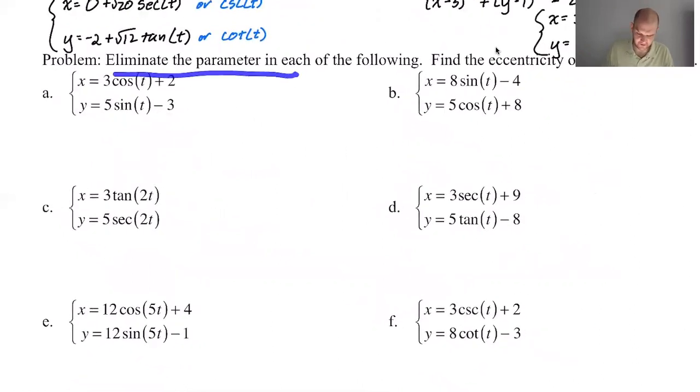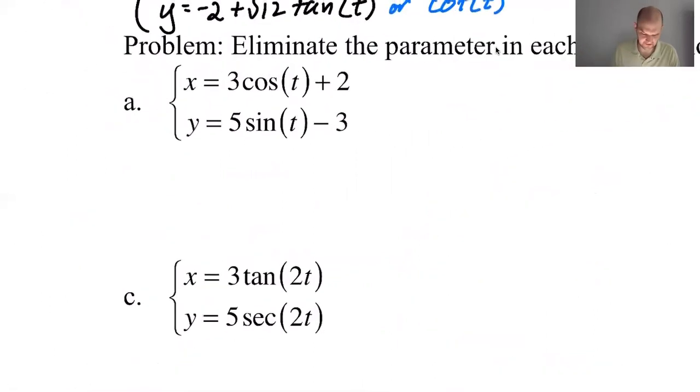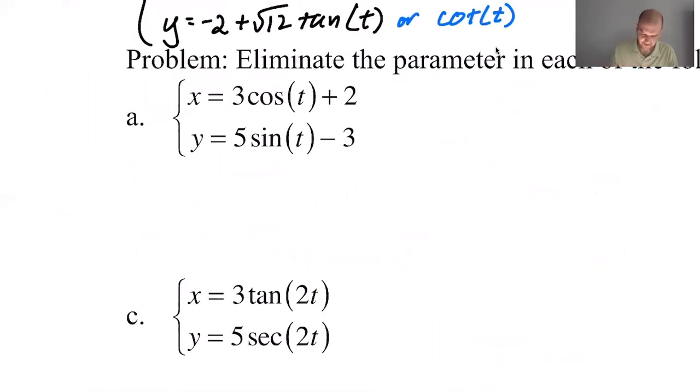So eliminate the parameter, find the eccentricity. Blah. All right. Saying blah about the eccentricity. So, you could basically do this in one shot, right? So I'm going to subtract 2, get x minus 2, divide by 3. x minus 2 over 3. I'm going to square that. That's going to give me x minus 2 squared over 9.